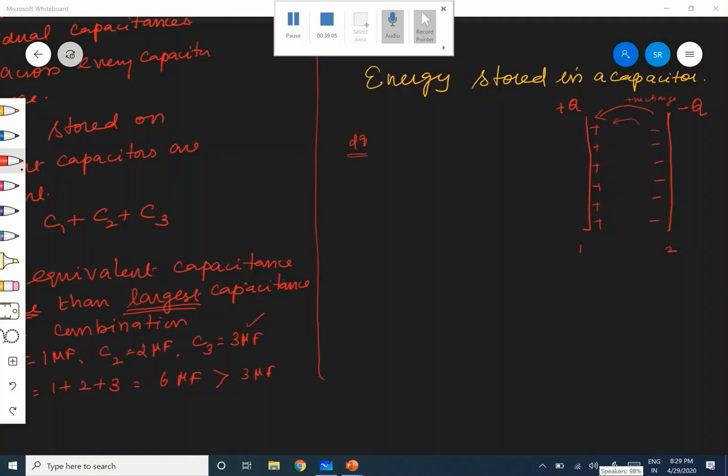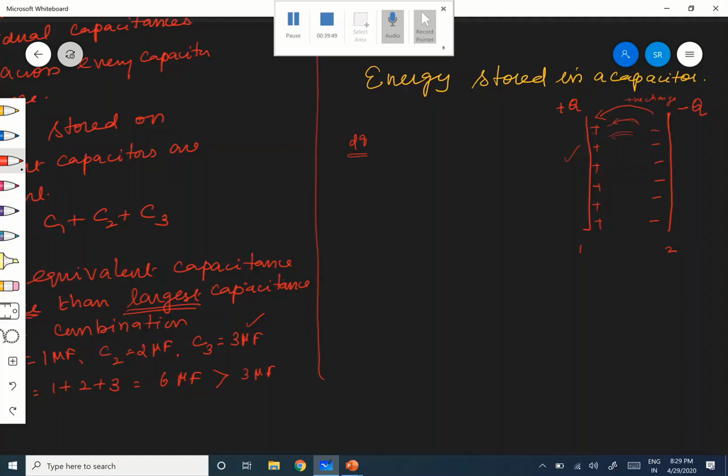First time there won't be any problem, I just pull and keep. After that the first plate becomes positive. Therefore, the next time I bring charge, it is not easy because of the potential of the positive plate; I have to deposit positive charge on a positive plate. Are you following? First both are uncharged. Now I am taking the charge from the second plate and depositing it on the first plate. Slowly the first plate will become positive.